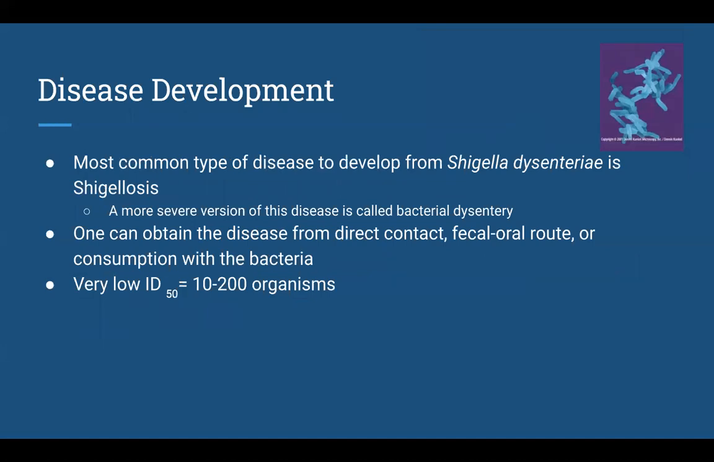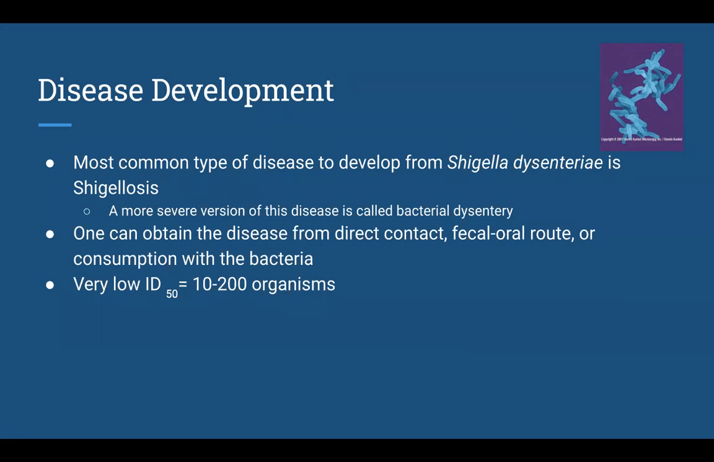Disease development. Shigella dysenteriae is a causative agent most well known for causing the disease known as shigellosis. A more severe version of this disease is called bacterial dysentery, which in other words means that there is blood in the stool sample that's collected. One can obtain this disease, as mentioned before, by direct contact, which can be something as simple as a handshake. Fecal oral route, which is the consumption of fecal matter that is contaminated with the bacteria, or just consumption of the bacteria via the food you eat or the water you drink.